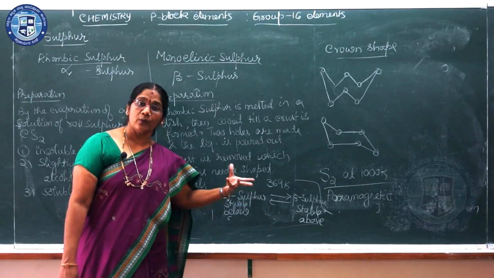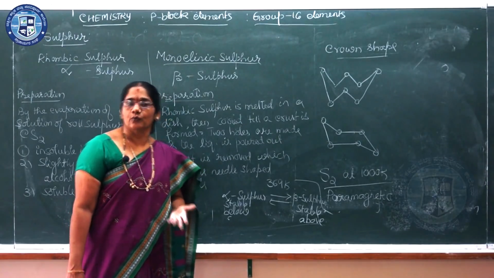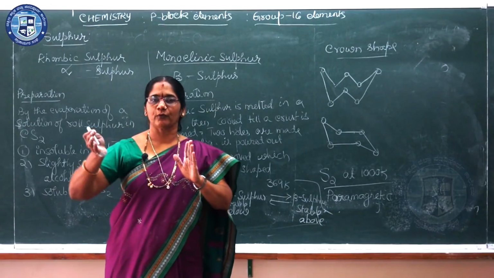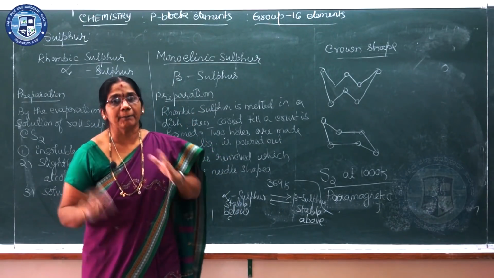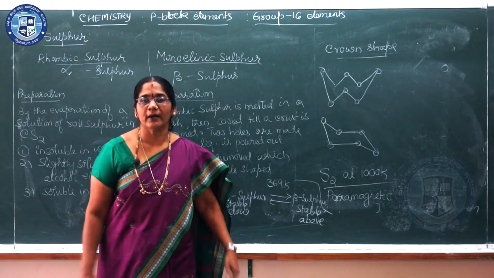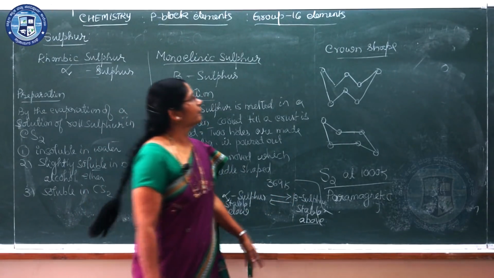You can ask me, what about 369 Kelvin? Both exist in their stable forms. So this temperature at which the two allotropic forms are interconvertible is called the transition temperature. The temperature at which one allotropic form changes into another allotropic form is called the transition temperature.